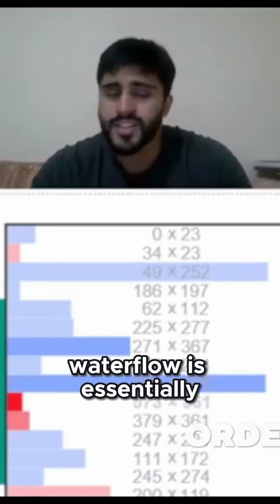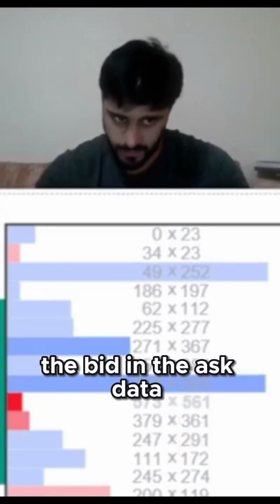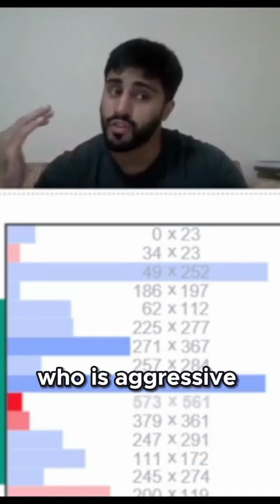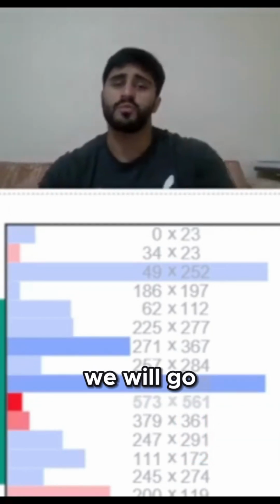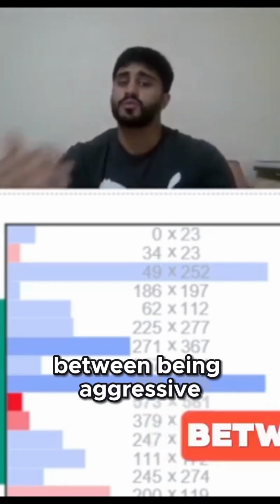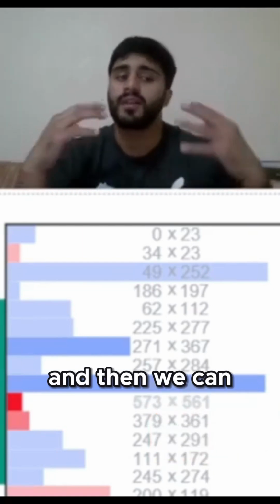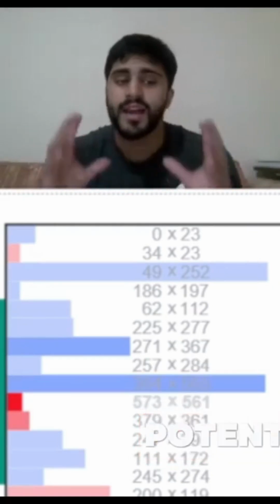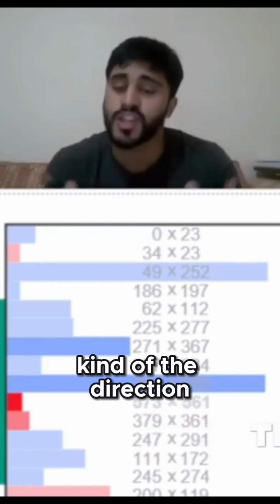Order flow is essentially the bid and the ask data. Right? So the bid and the ask data is what gives you information on who is aggressive. And then later on in the free training, we will go into who is passive, and we will understand the interaction between being aggressive and being passive. And then we can use this to predict potential market movements. That is kind of the direction we were going to be going in.